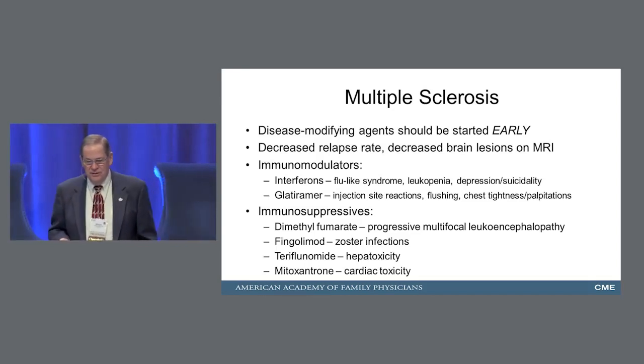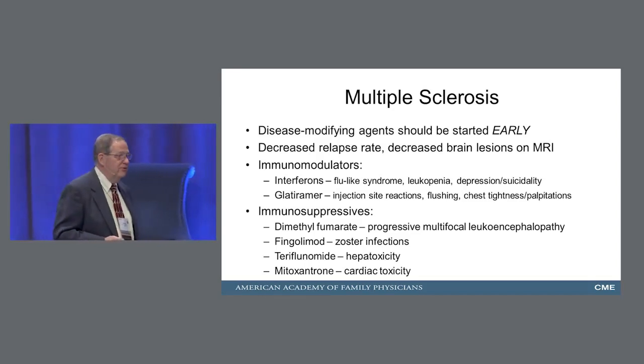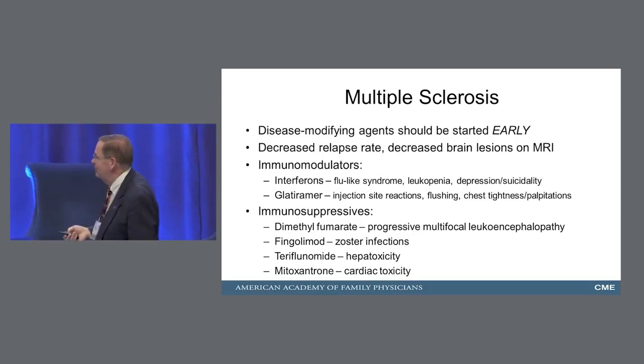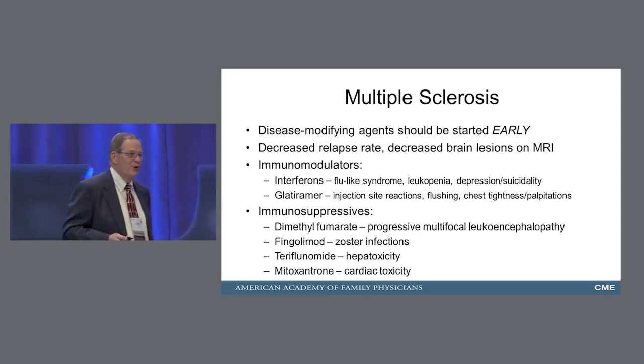They can either be immunomodulators or immunosuppressives. And I'm not going to go into detail on these drugs because I can't even pronounce these names, and we're probably not going to be prescribing them anyhow.